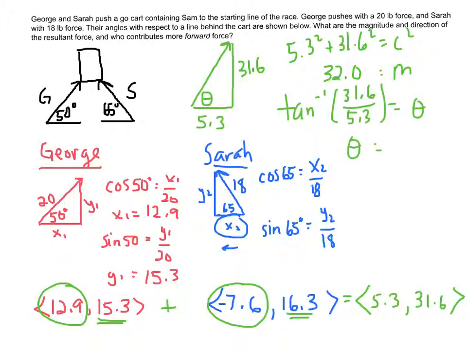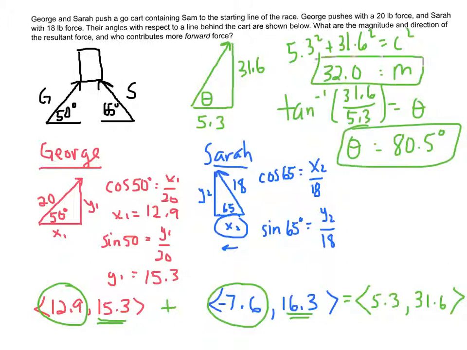So my angle is going to be 80.5 degrees. So I have my magnitude and I have my direction of the resultant vector.